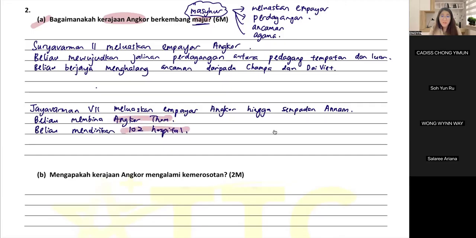Memorize the special names. Memorize. And look at the rest. Oh, Champa, Dai Viet, memorize. But look at the rest. It's all from this pattern. That's what I'm trying to show you. Study smart, don't study hard.